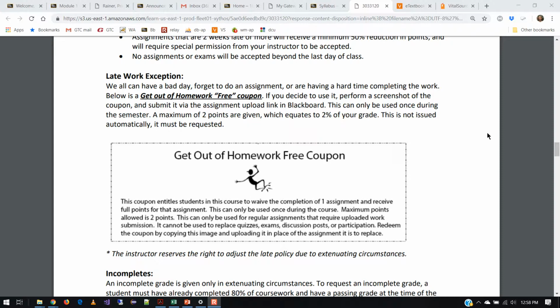Right? I will not automatically do it for you, though. You have to request it. Only use it once. But it's there. 2 points is 2 points, man. Don't let it slide. So, all right.